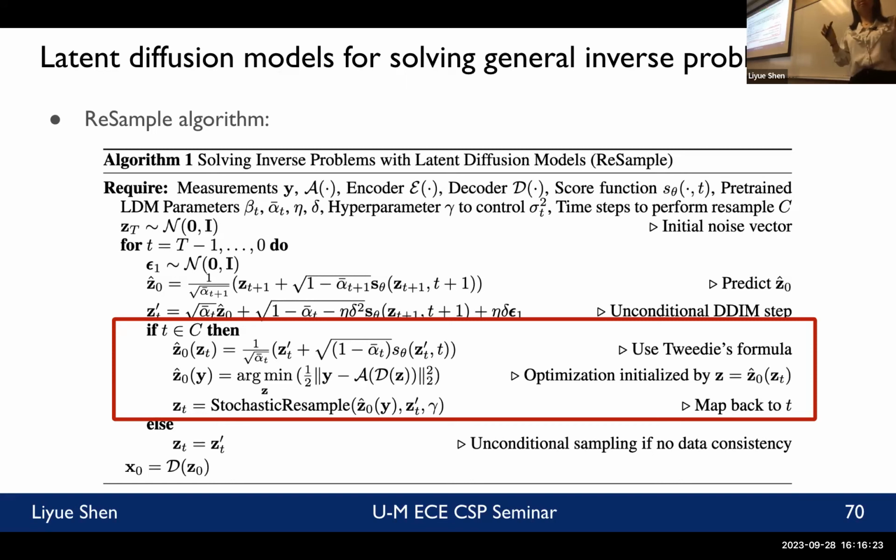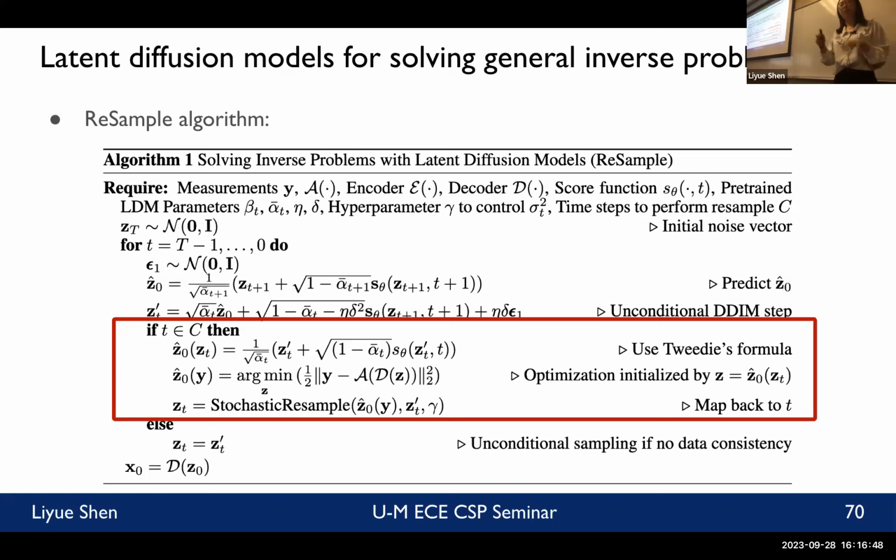And we are not doing this for every sampling step, because as I just mentioned, usually we'll have hundreds or thousands of sampling steps in the diffusion model. But we find that we just need to do this hard data consistency in some of the sampling steps across the whole sampling procedure. And it can already give us a good guarantee about the data consistency with the measurements.